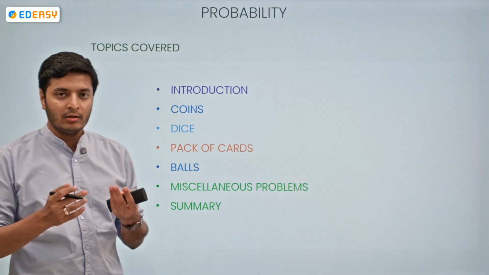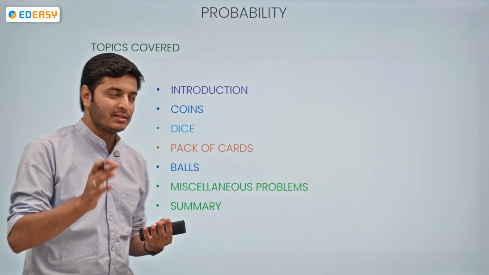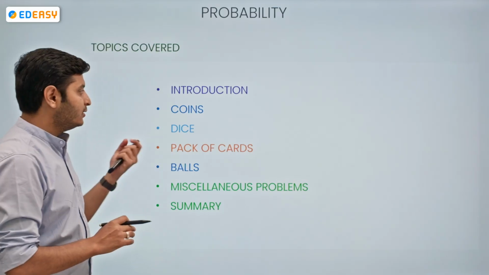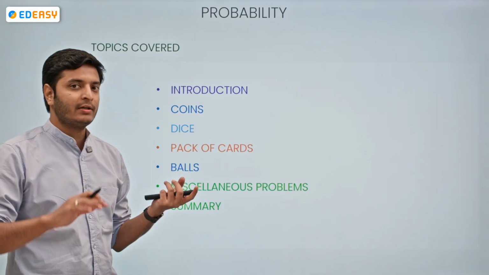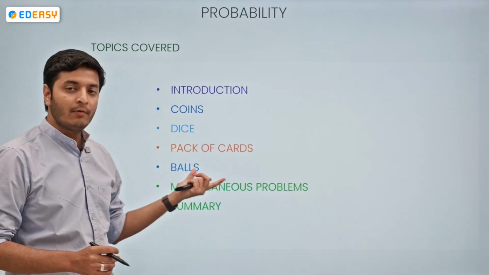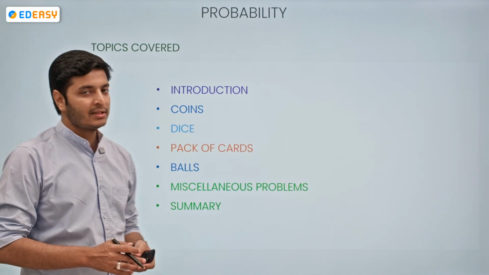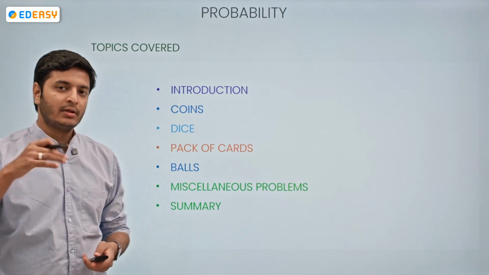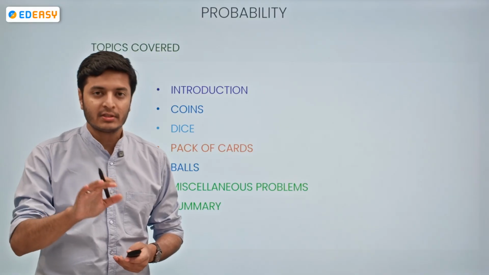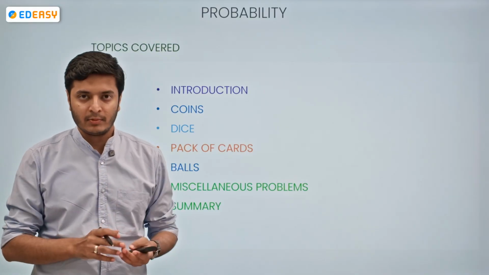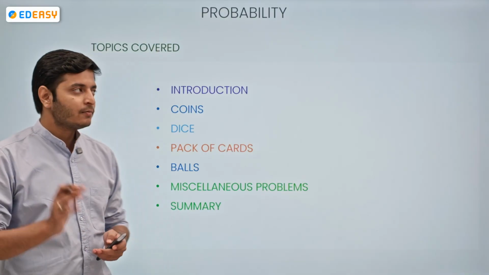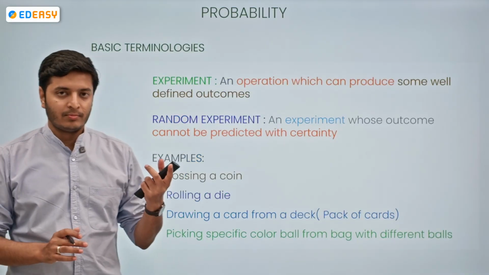What we are going to cover in this session is listed here. First, we are going to talk about the introduction part of probability. Then we are going to see different problems or different scenarios related to coins, dice. Then we have pack of cards, balls, and miscellaneous problems that you can expect in your board exams also. I will also tell you how to avoid common mistakes so that you will not get lesser marks, and then we are going to summarize the chapter. Okay, first thing, the introduction part.